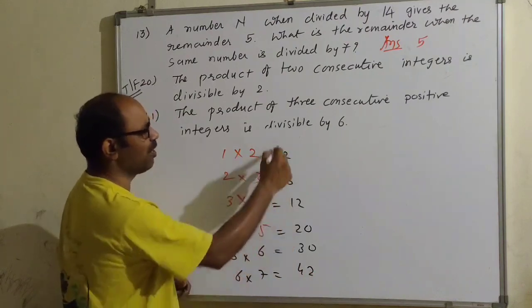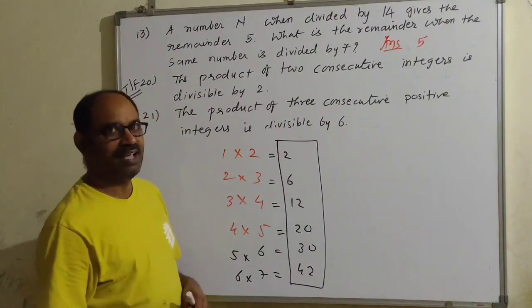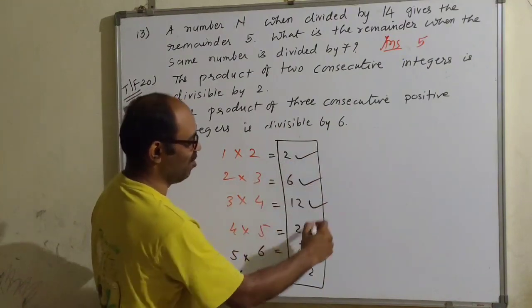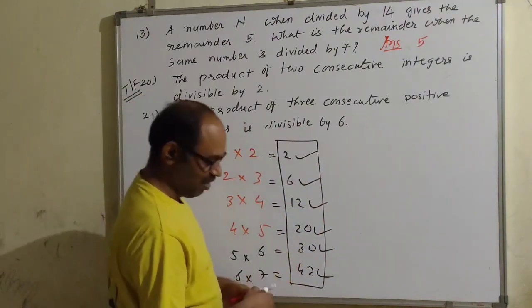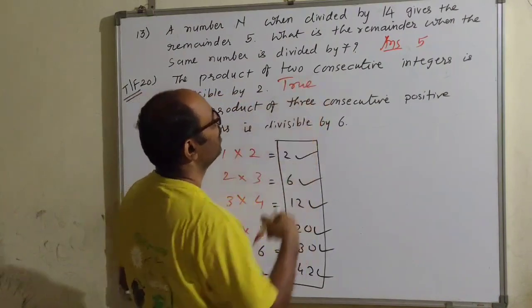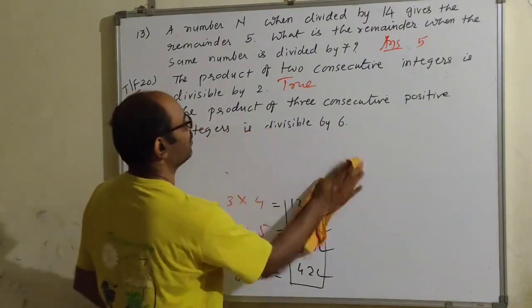So you will get all these products. What are these? They are products of consecutive integers. Are they divisible by 2? Yes, all are even. So they are divisible by 2. So this statement is true. Is that clear? They are all divisible by 2. Next.